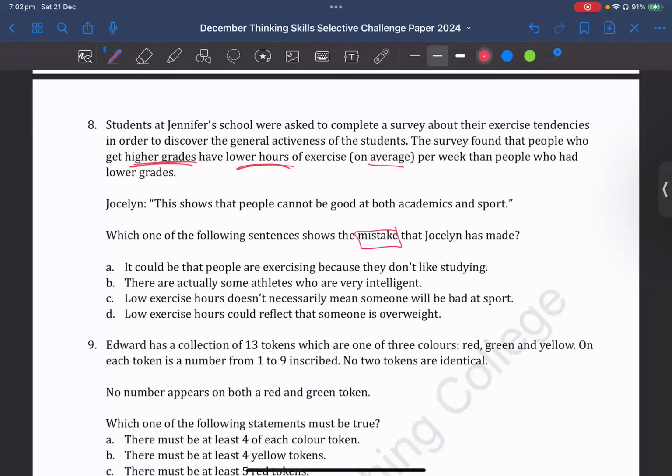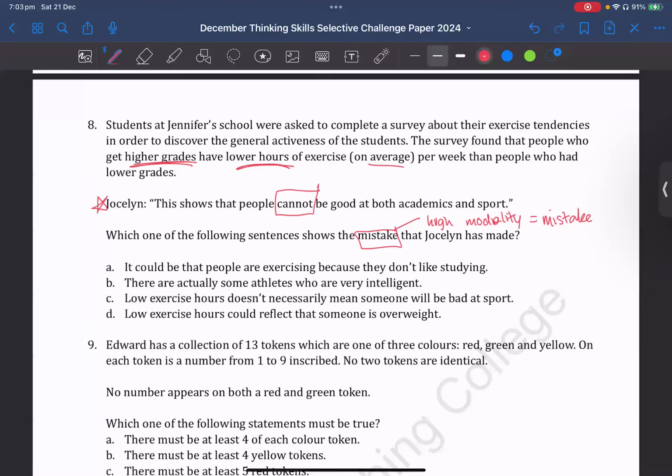So this question is a very common mistake question. And one thing I've noticed, this is a top tip, is that all the mistake questions are actually high modality, right? So the high modality words in this person's statement are where you're going wrong. And that's where the mistake is. So the high modality here is actually cannot, right? People cannot be good at both academics and sport.